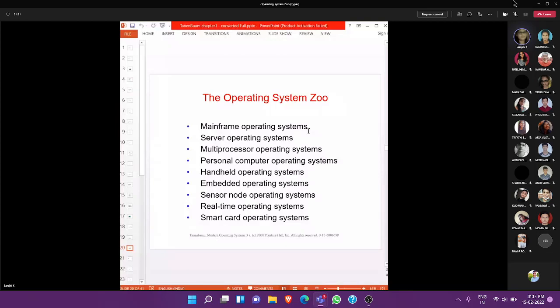Next, multiprocessor operating system. The third one is the multiprocessor operating system.